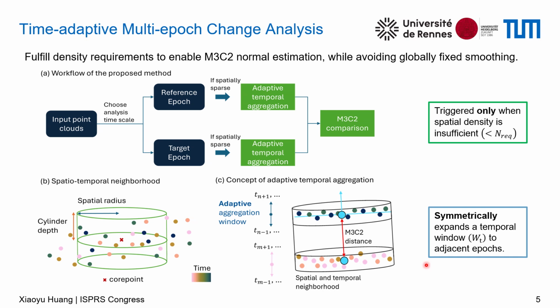So the algorithm automatically opens a temporal search window. It symmetrically expands forward and backward in time, borrowing data from adjacent epochs. We do this symmetrically to avoid introducing any temporal bias into the actual surface changes. It keeps searching until it grabs enough points to accurately estimate the surface normal.